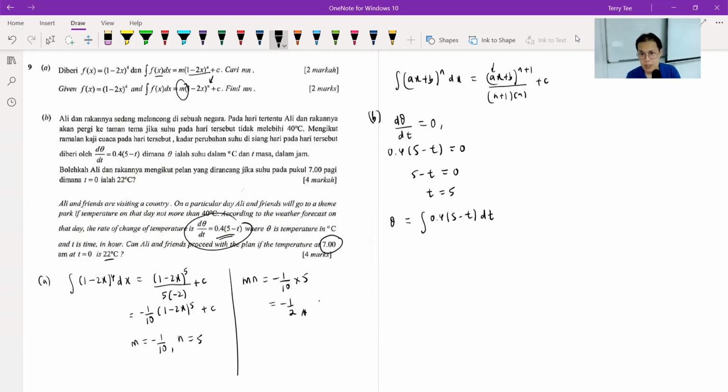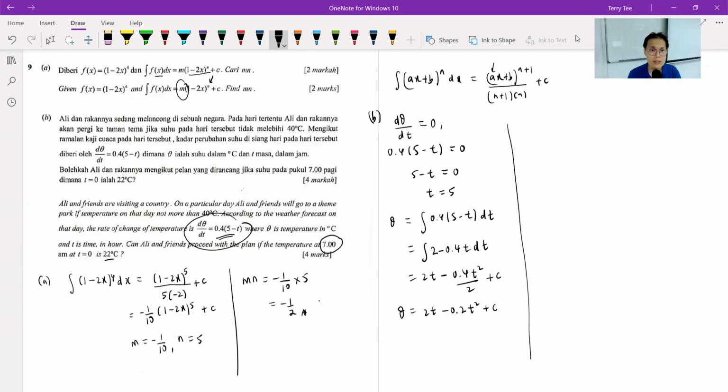Okay, it's up to you. Some people may want to multiply it in. Maybe multiplying in is easier. 0.4 times 5 is 2. This is 2 minus 0.4t dt. When you integrate this, you get 2t minus 0.4 t squared over 2. You can actually cut short the working, but I purposely wrote one more step for you so you understand this 0.2 t squared plus c.